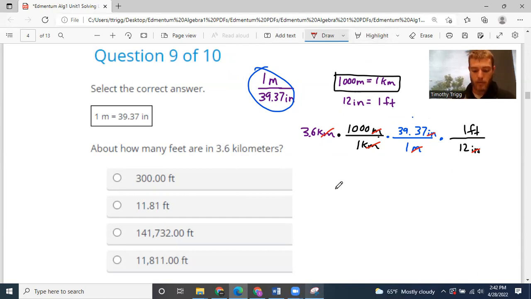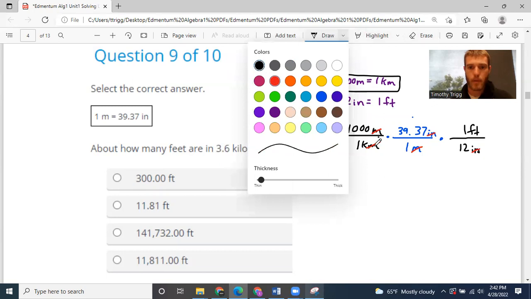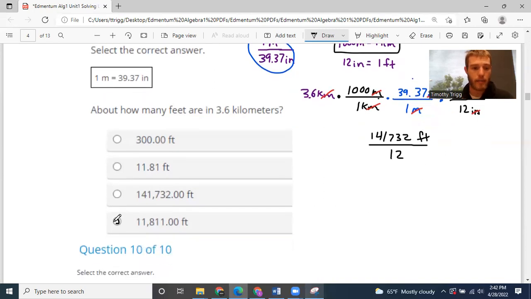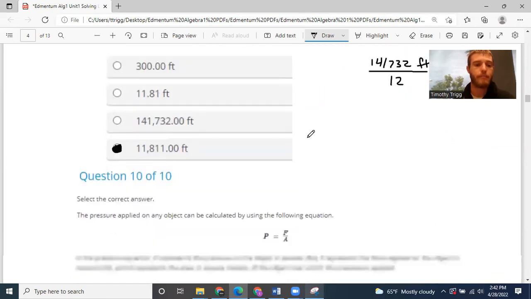So 3.6 times 1,000 times 39.37 gives us 141,732 feet. And multiplying the denominator, 1 times 1 times 12 is 12. So you're going to have to divide this out. Divided by 12 gives us 11,811, using my calculator.